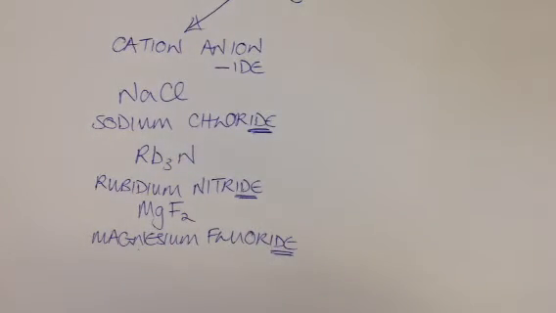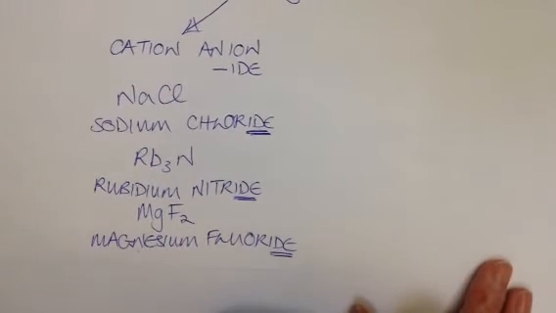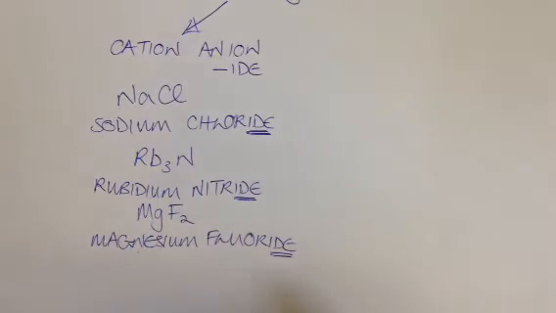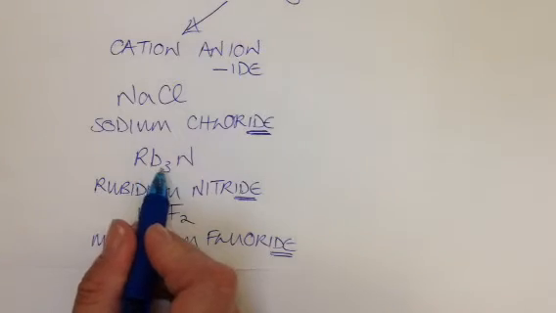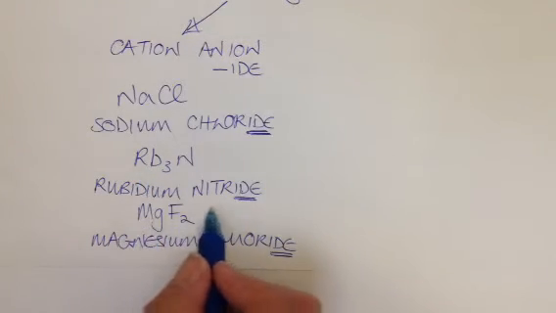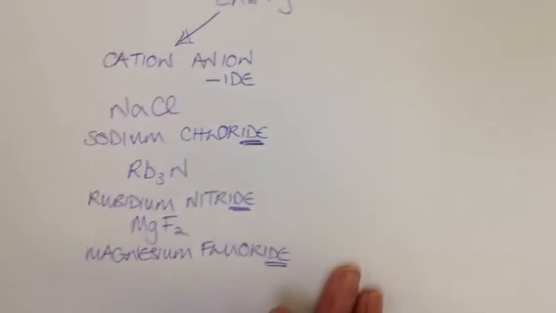Okay, if your compound contains polyatomic ions, we do not change the ending. We just name the polyatomic ion. For example, sodium nitrate, calcium phosphate, magnesium sulfate. You just name the polyatomic ion. Okay, notice we did not use any prefixes. This is not magnesium difluoride. Okay, this is not trirubidium nitride. It's just magnesium fluoride, rubidium nitride.